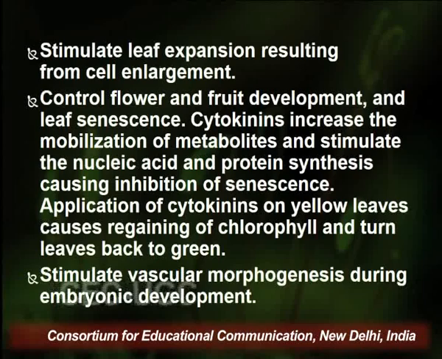How do they do it? Cytokinins increase the mobilization of metabolites, and they stimulate the synthesis of various proteins and nucleic acids in the leaves, and also in the flowers and the fruits. And when the mobilization of metabolites and the synthesis of various proteins increases in fruit and flower, their development occurs. When the synthesis of nucleic acid and protein increases in the leaf, their senescence decreases. So they prevent leaf senescence also.